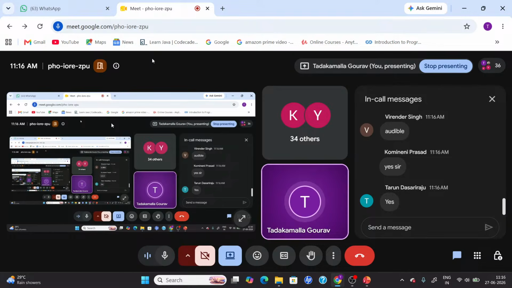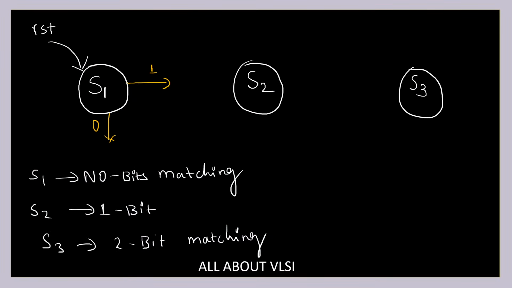Okay then. Now, if my input is equal to 1, I need to find out the next state, and if my input is equal to 0, what is the next state I need to find out. So what is the sequence we need to detect? We need the sequence 1, 0, 1. This is the sequence we need to detect. Now, at the first position, I need 1.